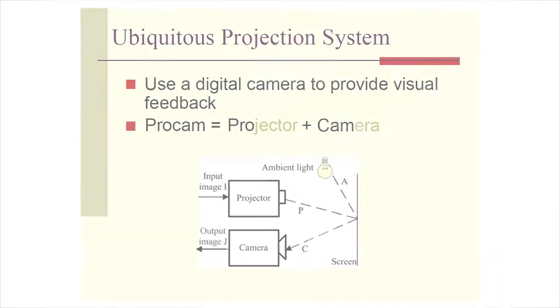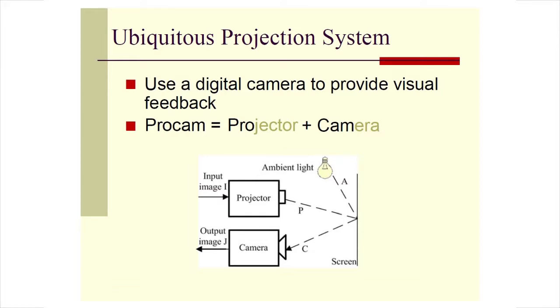Since a camera is easy to get and quite affordable, we add a camera to the system to work together with the projector. So we have a system that is called ProCam, which means projector plus camera. Once we have the system, then we can start to model it. But before that, let me tell you some background about the state of the art in different components of the system.